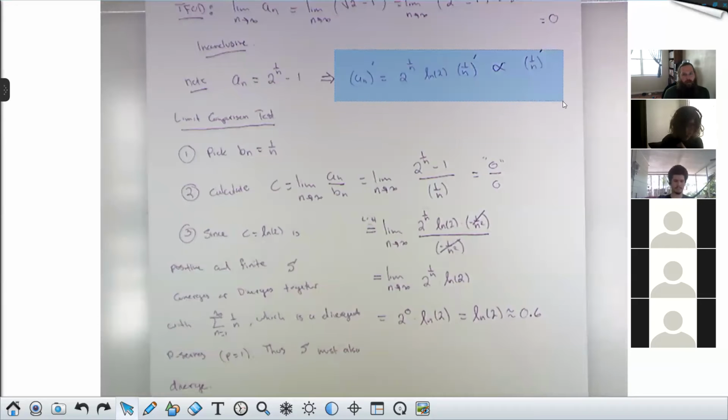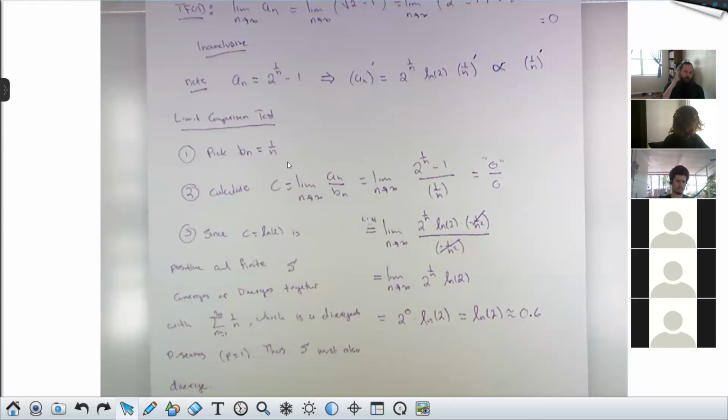then the game is to think about the derivative of the ANs. Try to find some simpler function whose derivative is similar to the derivative of the ANs. So here the derivative of the AN has this piece which goes to 1, this piece which is a constant, and then this piece, which is what really tells me the growth rate of the ANs. So I pick BN to be that piece.